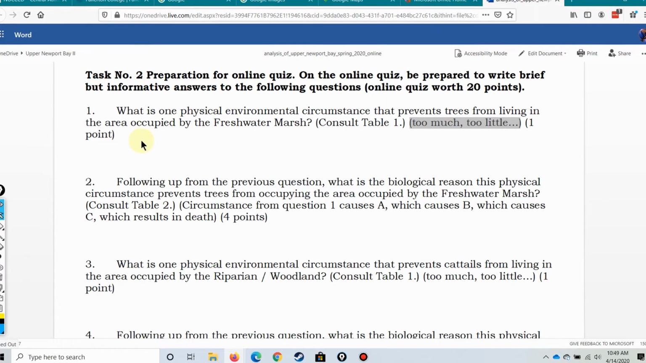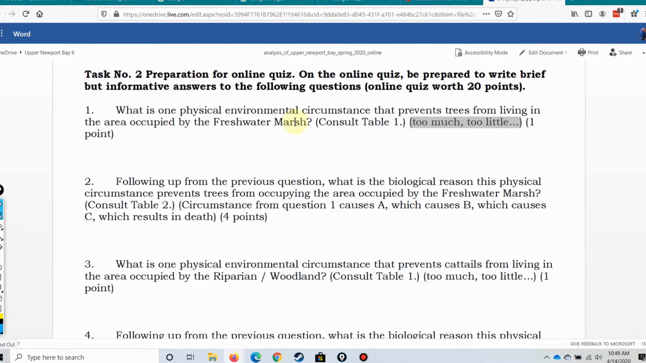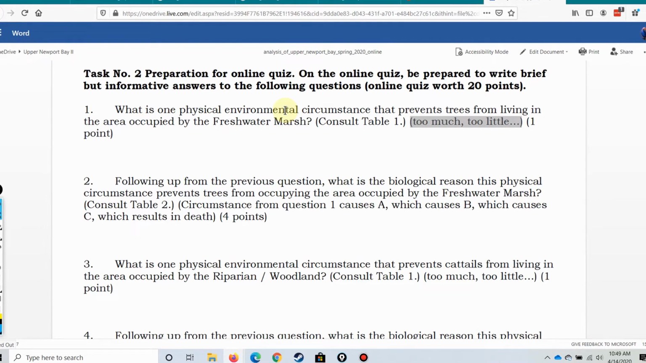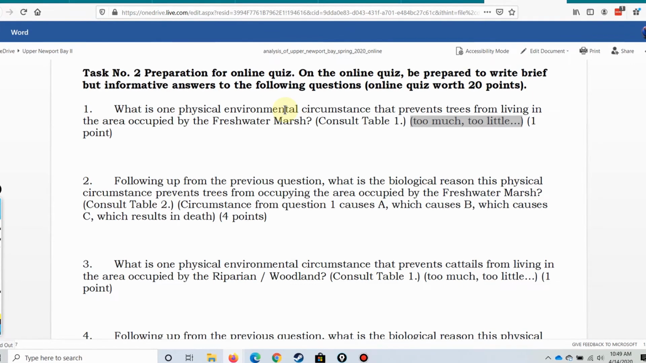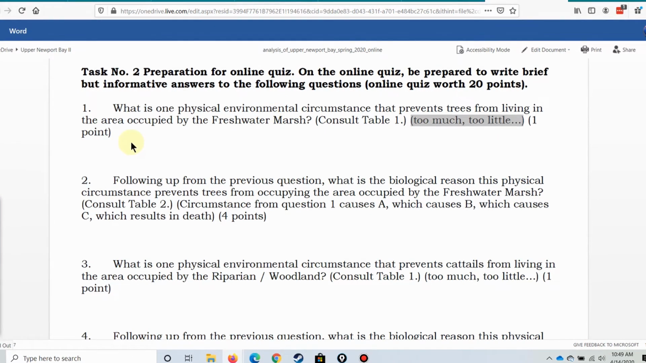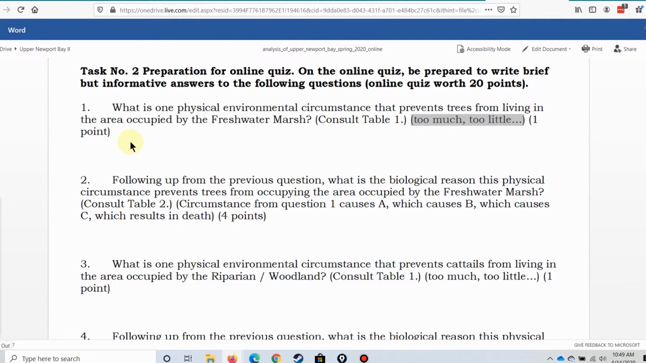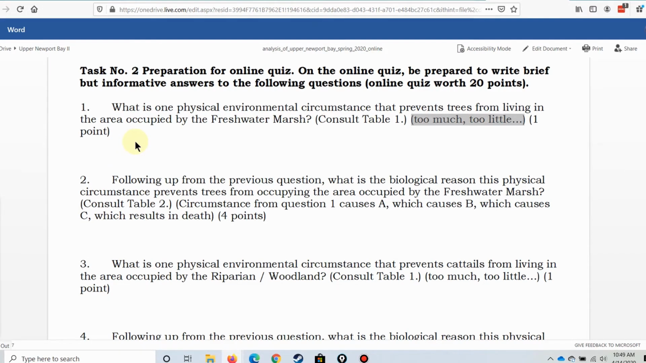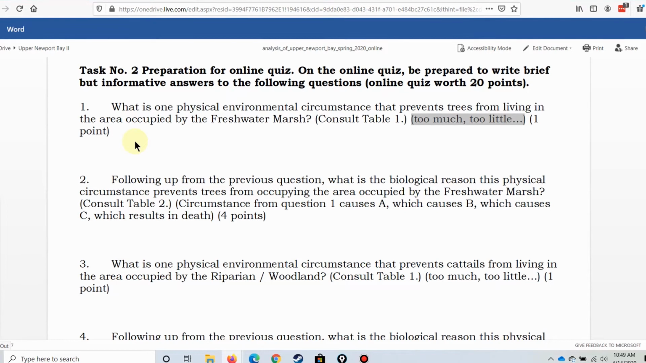And basically you could say because there's too much of something, some physical environmental circumstance. Physical environmental circumstance refers to oxygen content in the soil, salt content in the soil, moisture content in the soil, access to sunlight. All of the features that we just got through talking about on Table 1. So there's too much light, or too little light, or too much salt, or too little salt, or too much water in the soil, or too little water in the soil, too much oxygen in the soil, too little oxygen in the soil, those types of statements.